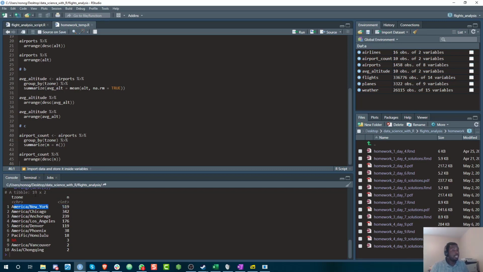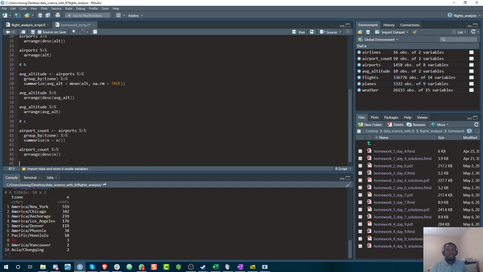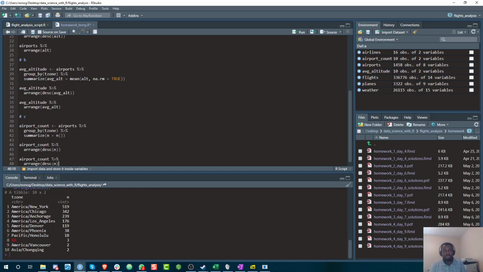That's not the name of a city, that's an entire time zone, from top to bottom, right? With 519 airports. Well, that's a lot. Okay, what about the time zone with the least number of airports? I can just remove the descending order here, and that'll be it.